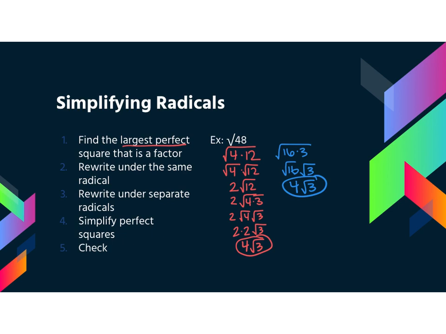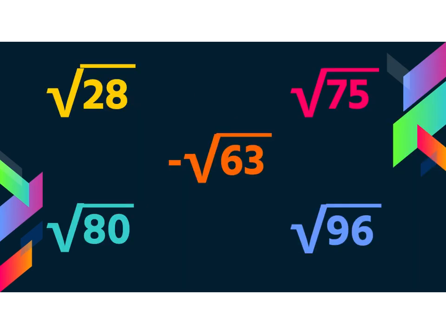And you can again see those steps written out. So step 1, find the largest perfect square that is a factor. 2, rewrite under the same radical. 3, rewrite under separate radicals. 4, simplify perfect squares, and then check. You want to make sure that your final answer is as simplified as it goes. Let's take a look at some examples.